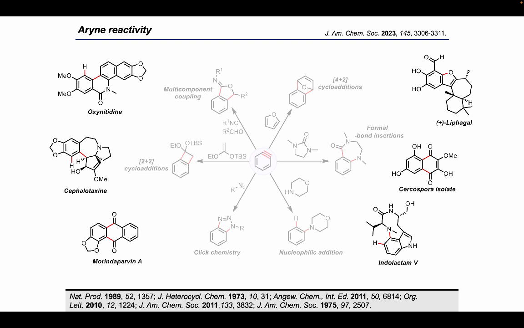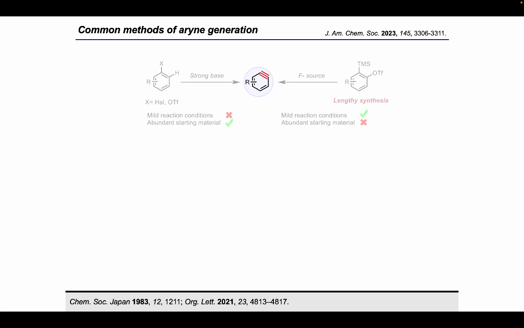However, arynes are notorious for their difficulty to access. This is a problem that we in the Stuart Group strive to remedy. In the modern day, when chemists want to generate an aryne, they are typically faced with two options.